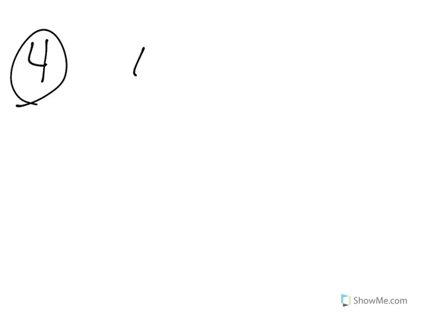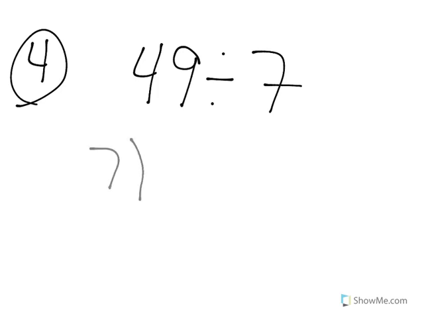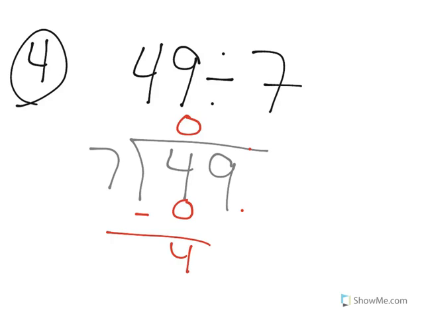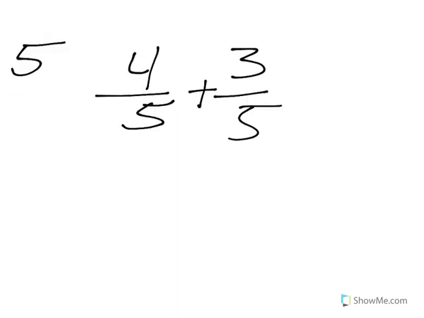Number 4 was division, 49 divided by 7. So remember to set it inside your box correctly. I know I'm going to put my decimal, move it up. Does 7 go into 4? The answer is no. Does 7 go into 49? The answer is yes, 7 times. So my answer to this problem is 7.